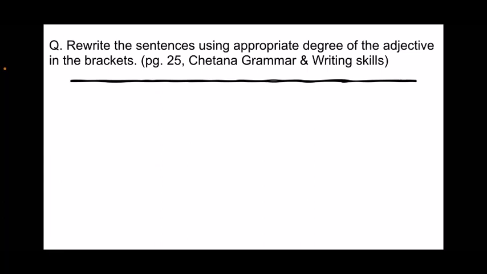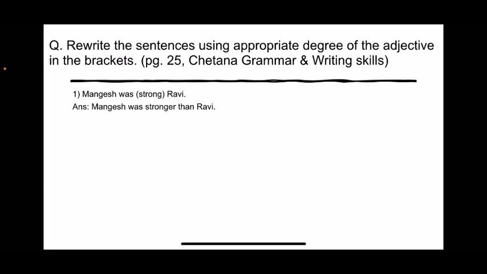Question. Rewrite the sentences using appropriate degree of the adjective in the brackets. Look at the first sentence. Mangesh was, in the brackets they have given strong, Ravi. So here what we are trying to say is that one person is stronger than the other person. So how will we use this adjective strong to show comparison? Strong becomes stronger. Mangesh was stronger than Ravi.